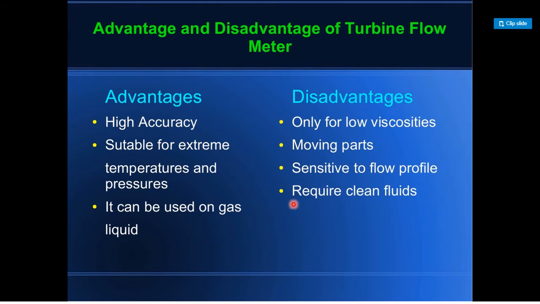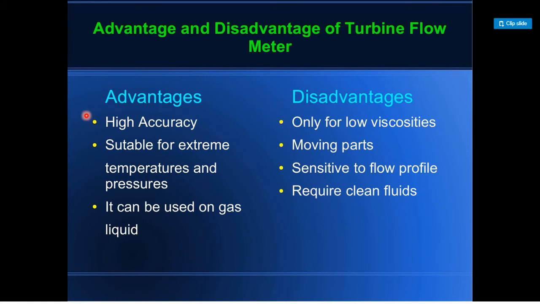As every transducer has advantages and disadvantages, let's list the advantages and disadvantages of the turbine flow meter. As we have learned, the high accuracy of the turbine flow meter gives accurate readings. It is suitable for extreme temperatures and pressures. It can be used on gas as well as liquid.